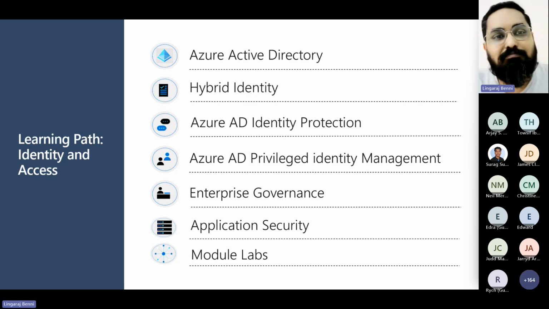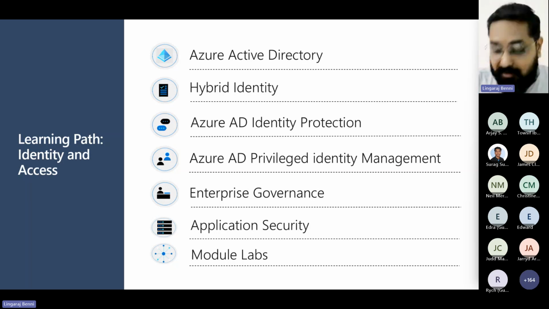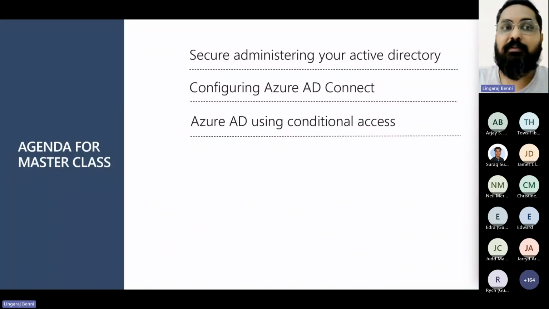So now I just want to ensure that you see the whole picture of what you would be learning. This is something I have on my screen, and it talks about the first one, identity and access. I'm not going to cover the whole set, but under identity and access there are many things which we talk about: Active Directory, hybrid identity, identity protection, privileged identity management, enterprise governance, application security. But today, as an agenda for the masterclass, we have selected three things: securely administering your Active Directory, configuring AD Connect, and securing Azure AD using conditional access.